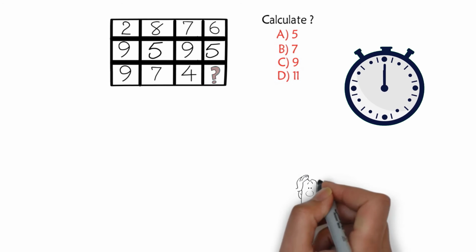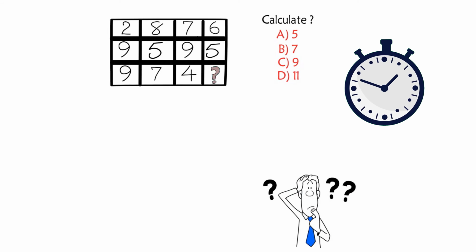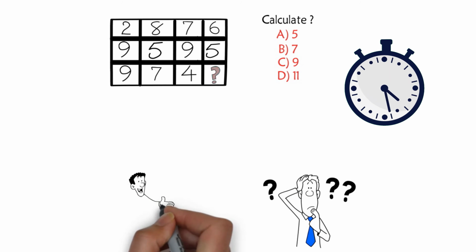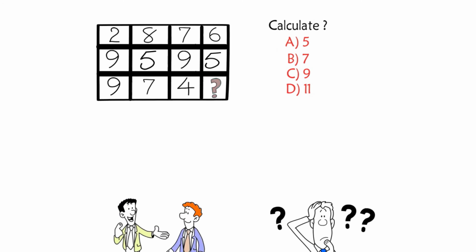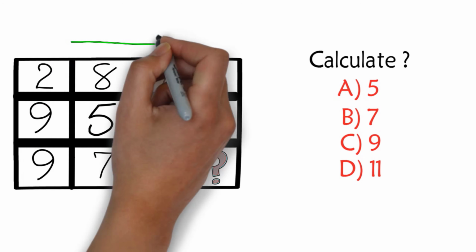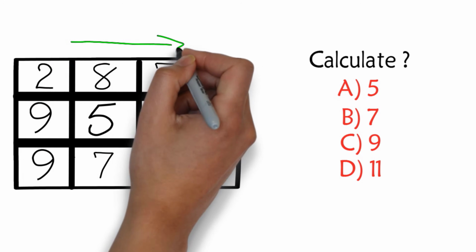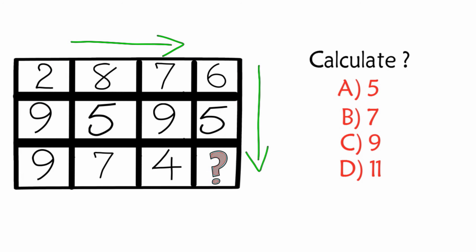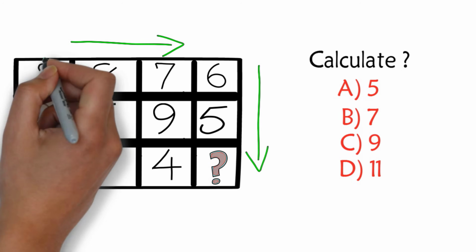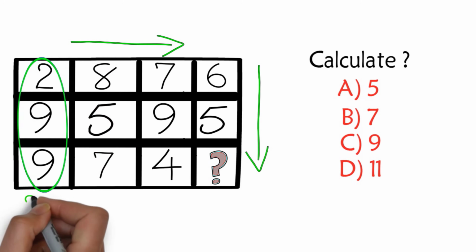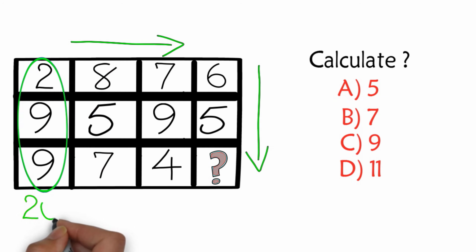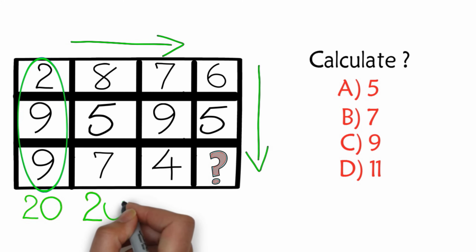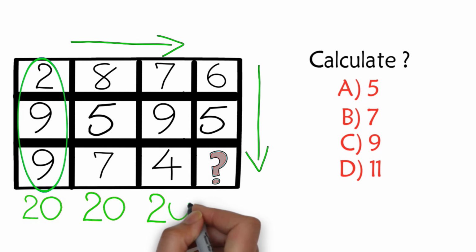Do you think you can come up with the answer? Give yourself 5 to 10 seconds. This is about as much time as you will get on the test. Let's continue to see how we can get to the correct answer together. The key to solving this problem is to determine the pattern. And the pattern can be either in the rows or in the columns. In this particular case, let's check the columns first. And what you see is that each column adds up to the value of 20. For example, 2 plus 9 plus 9 is 20. 8 plus 5 plus 7 is 20. 7 plus 9 plus 4 is 20 as well.